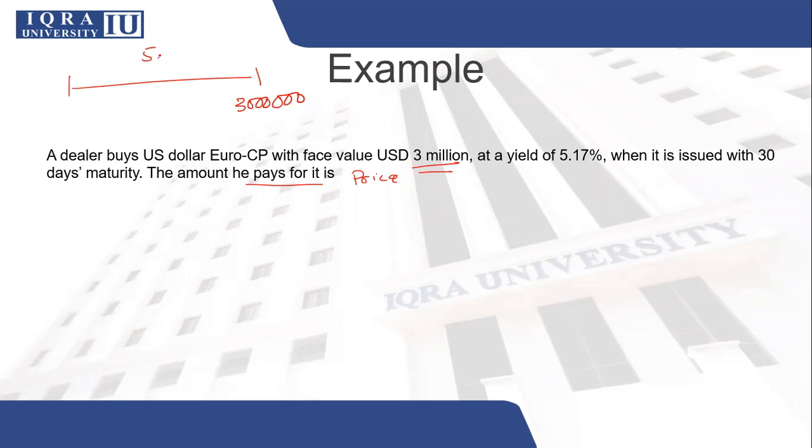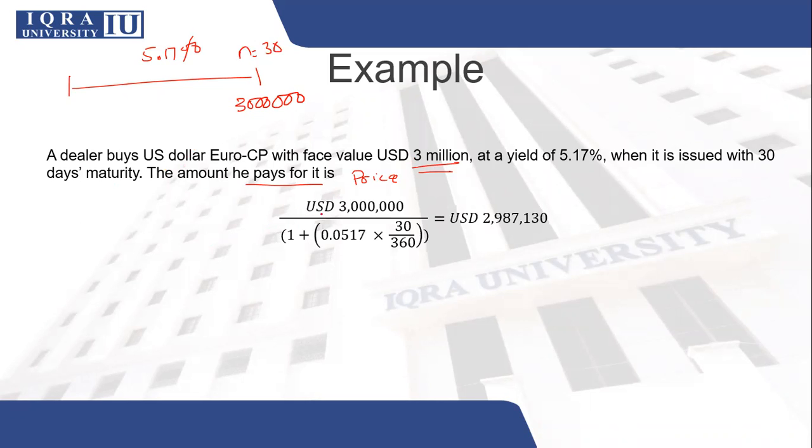The yield is 5.17% when it is issued with 30 days maturity. N is 30. So let's calculate its present value. We will use this formula: 3 million, 1 plus R multiplied by 30 over 360. Again, we're using 360 because this is USD. This is its present value.